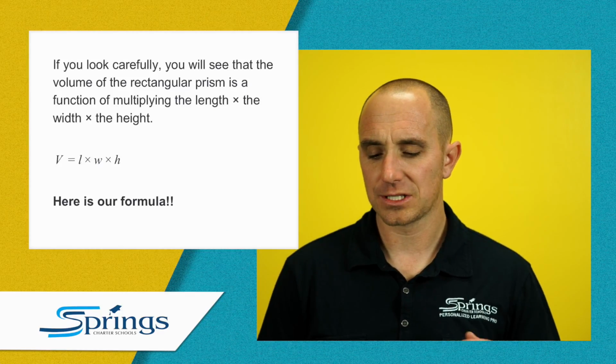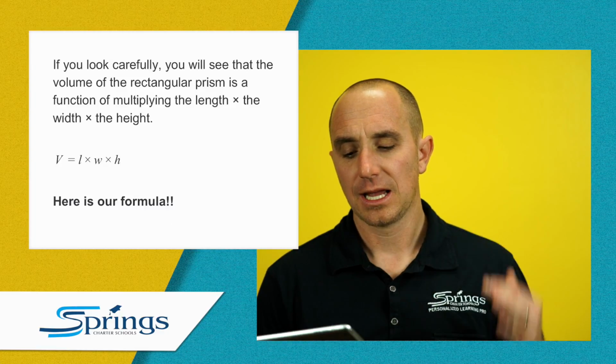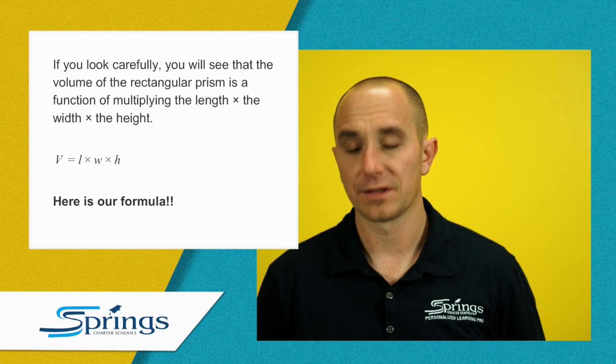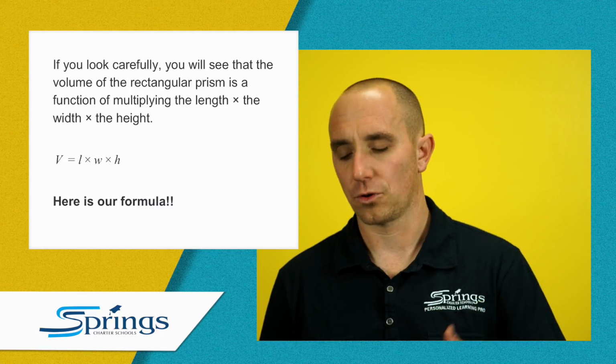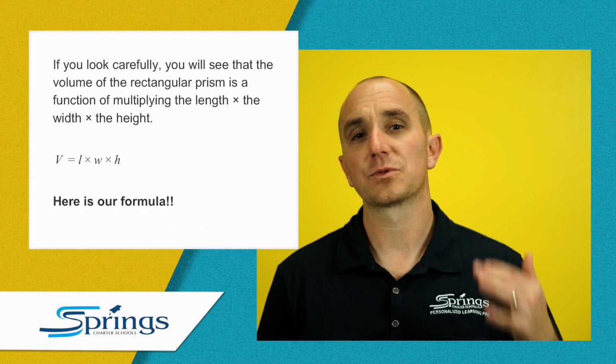Okay, so if you look carefully, you'll see that volume of a rectangular prism is a function of multiplying the length times the width times the height. Essentially, that's what I was doing, just a little bit differently, by counting the whole rows. All right, so our formula is length times width times height.